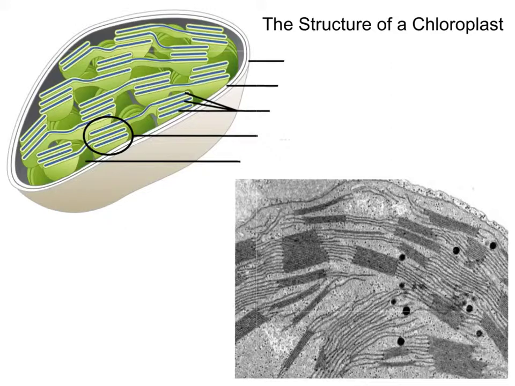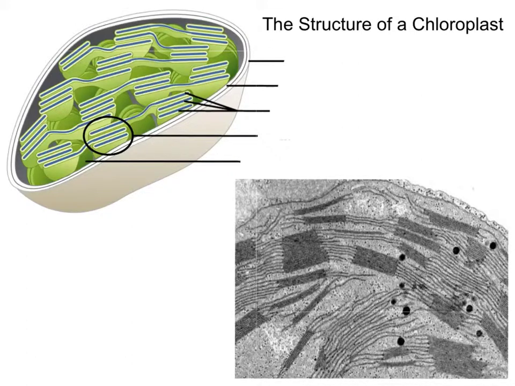So in the top left corner of the screen I've got a diagrammatic version of it, and in the bottom right I have an image of a chloroplast taken with an electron microscope. So we'll talk about the diagrammatic colour version at the top, and then I'll show you where the parts are on this real electron micrograph. So let's start first of all with the membranes.